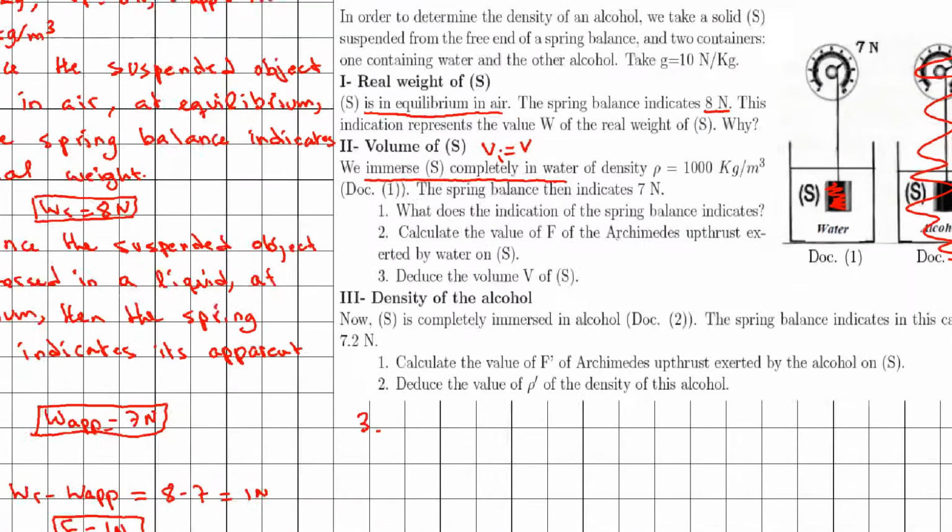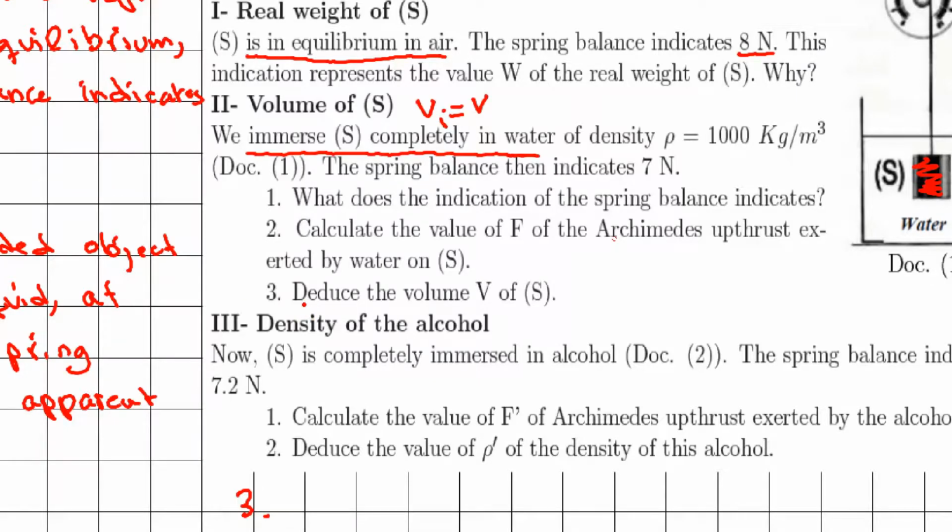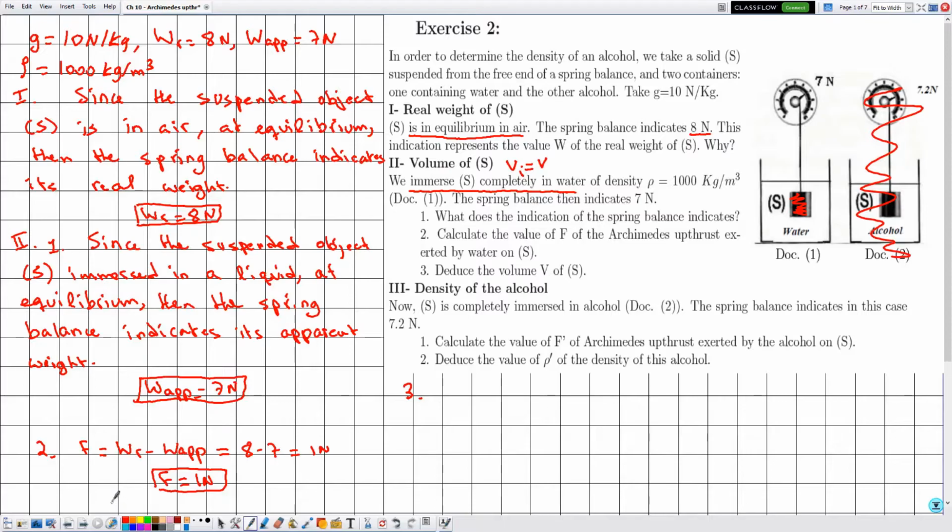Now in number 3, deduce the volume V of S, and by deduce it means that we need to use the part just previously before. In number 2, we have determined the value of F, and we are interested in determining the volume V of S, knowing that the volume and the value of F are related via the following formula, that F is equal to the density of the liquid multiplied by the volume of the immersed part multiplied by G.